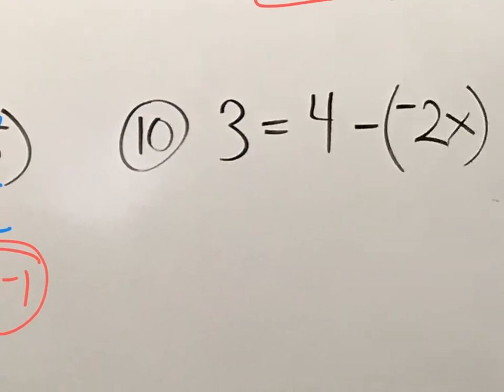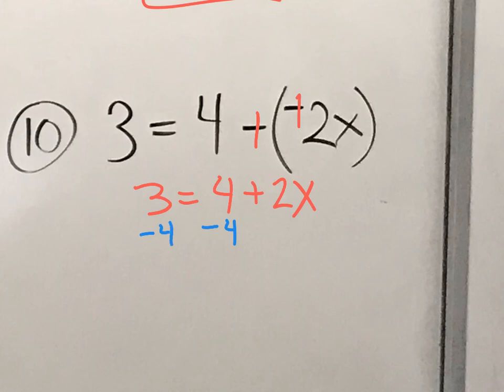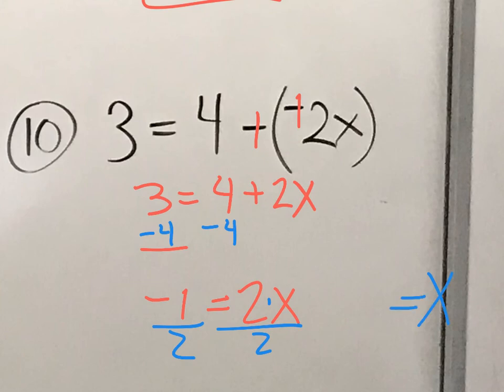Let's move on to number 10, final one. We're going to change the minus minus to plus plus. We're going to rewrite it. Next step would be to get rid of the 4 by subtracting 4 on both sides. We rewrite it again. 2x equals -1. -1 equals 2x. And final step would be to divide by 2, which means that our final answer is x equals -1/2.